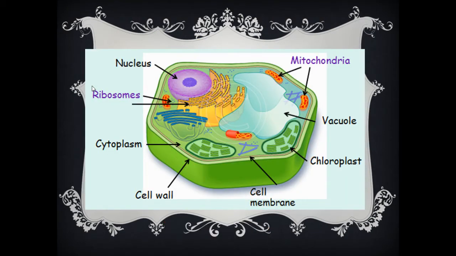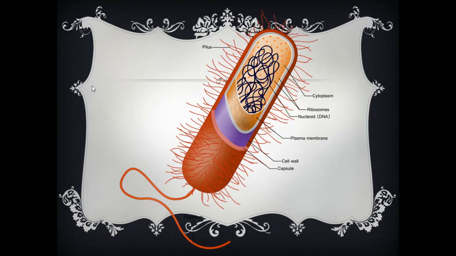Cell wall is labeled here. Got some chloroplast labeled. It is boxy in shape. Now it's more of like what we call an octagon, but it's still boxy. It has specific corners. That's going to be a plant cell.